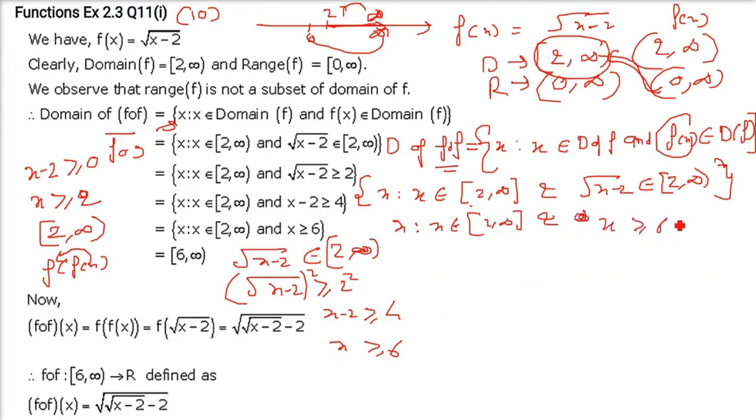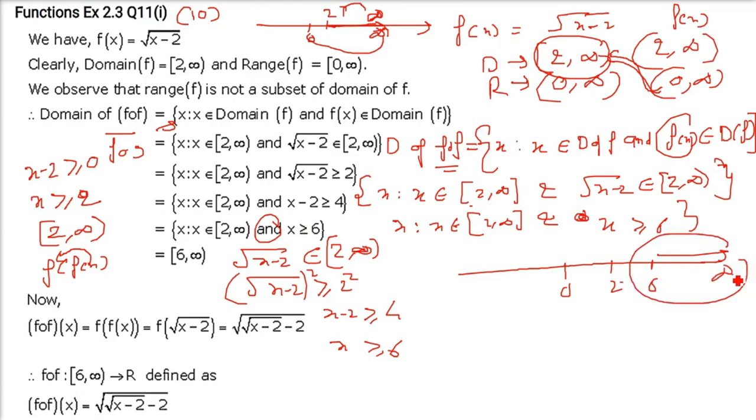Now we have to combine them. We have to take the AND of this. Now see here. X is 2 to infinity in one case. For the second one it is greater than or equal to 6, so 6 to infinity. So what is the intersection of these two? The intersection is 6 to infinity. So finally the domain of f of f x will be 6 to infinity.